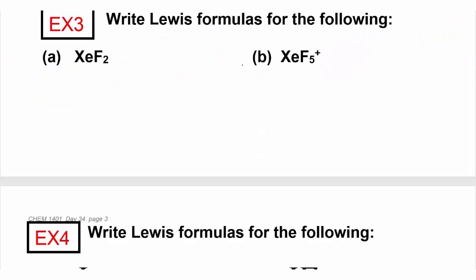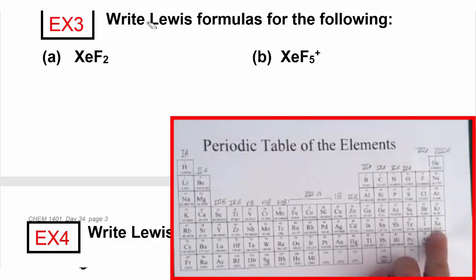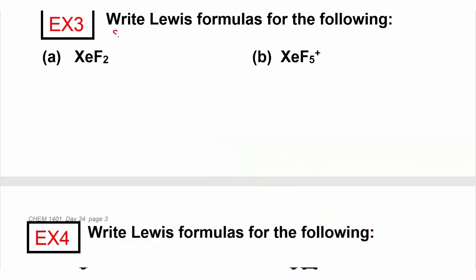Write Lewis formulas for the following. Xenon difluoride. Xenon is a noble gas, so that's 8 electrons. I have 2 fluorines, so 2 times 7. My total is 22 valence electrons.